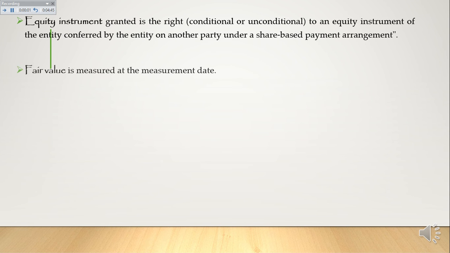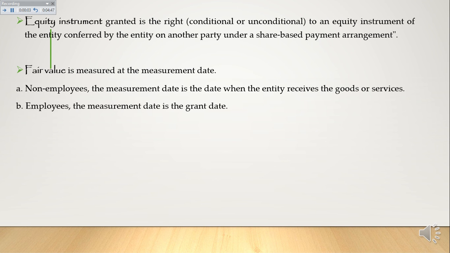The fair value is measured at the measurement date. For the non-employees, ang measurement date nila is when the entity receives the goods or services, while for the employees, ang measurement date is the grant date. Ano nga ba yung grant date?